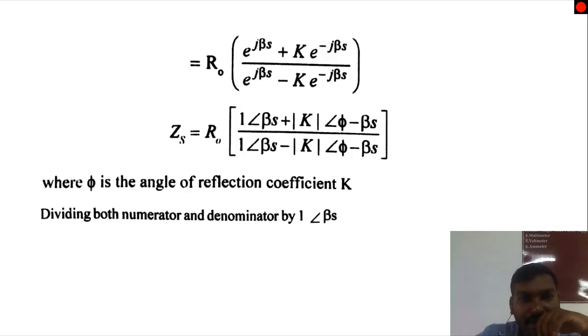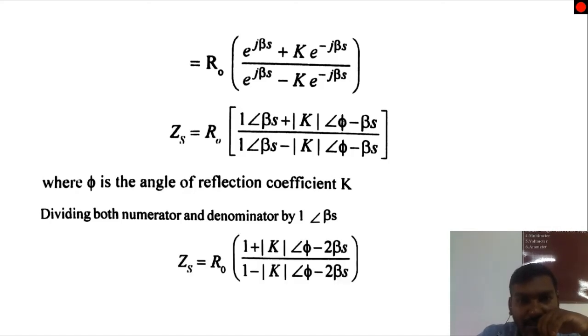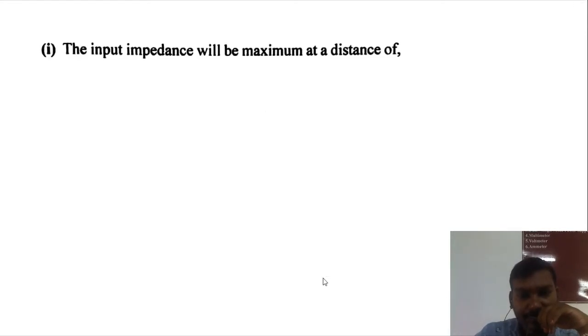And if we divide the numerator and denominator by angle beta s, we can write Zs equal to R naught into, here we can cancel this beta s value, so 1 plus modulus of k angle phi minus beta s. Already we have phi minus beta s, and dividing by the angle of beta s, it becomes phi minus 2 beta s. Here it is 1 minus modulus of k angle phi minus 2 beta s. And we can write the conditions here.